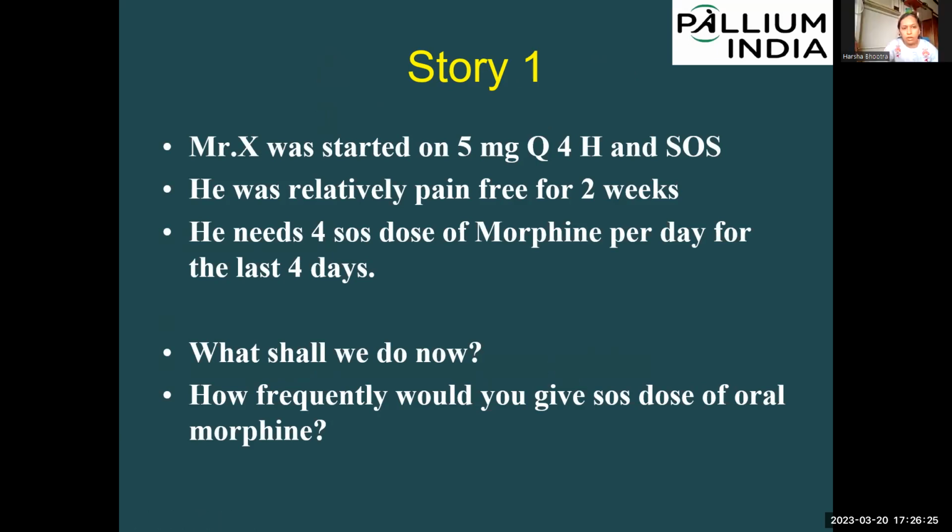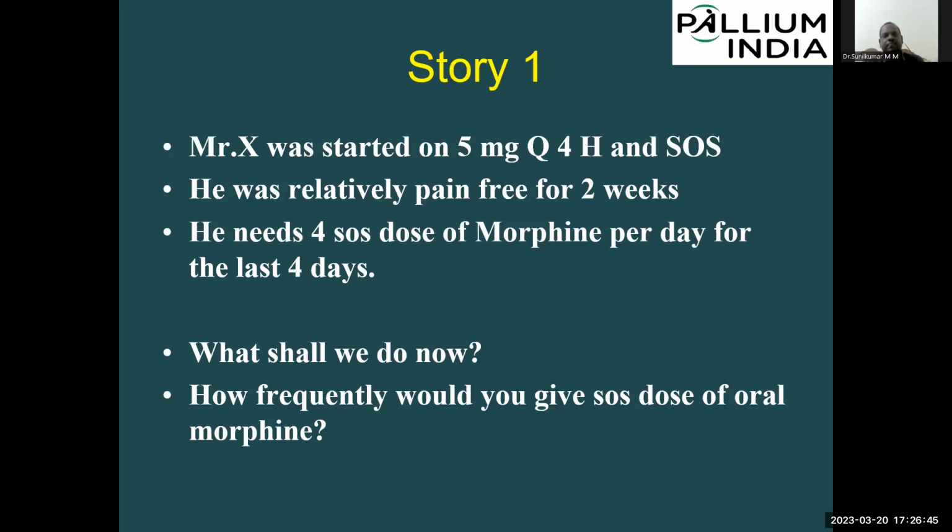Mr. X was started on 5 mg QID dose and SOS. He was relatively pain-free for 2 weeks. He needs 4 SOS dose of morphine per day for the last 4 days. What shall we do now? How frequently would you give SOS dose of oral morphine?